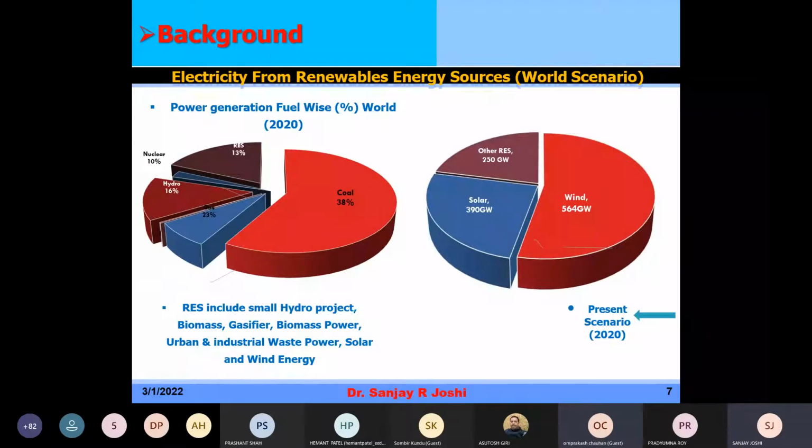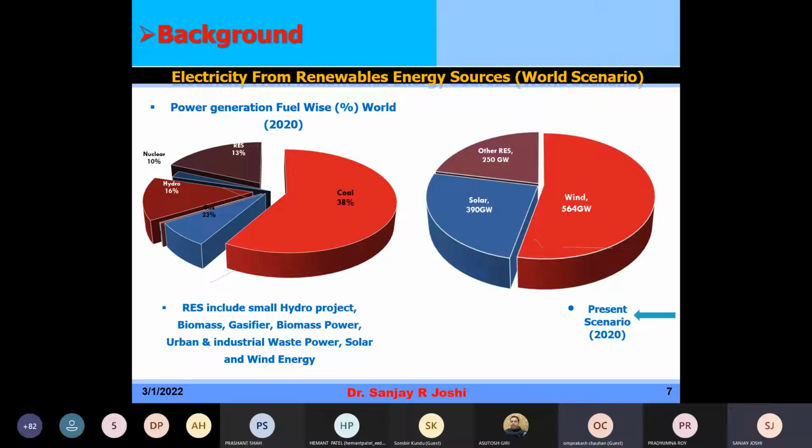Let's see the world scenario as far as renewable energy sources are concerned. World over in 2020, the generation by coal is around 38% and by RES is 13% only. So that is really a worrisome situation, right? Coal based generation is the major cause of the greenhouse effect. The temperature of the globe is increasing.